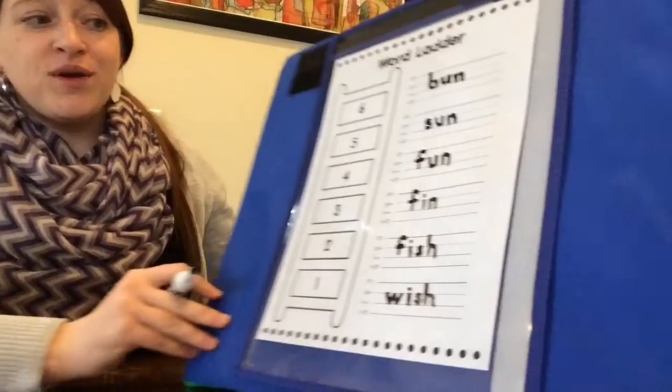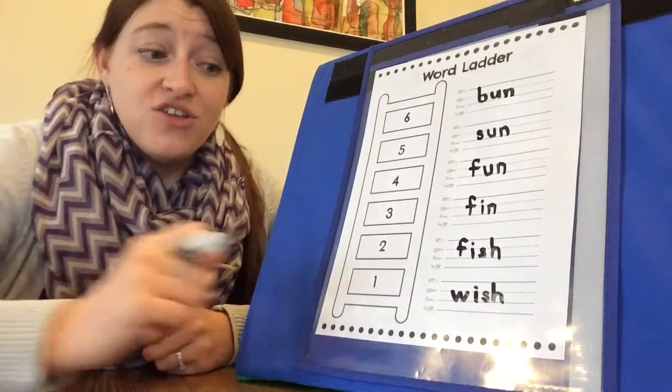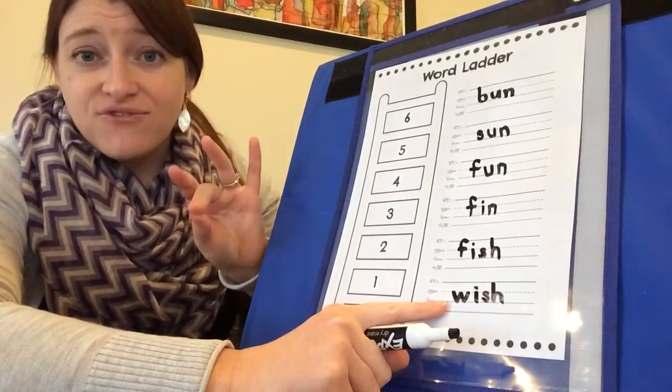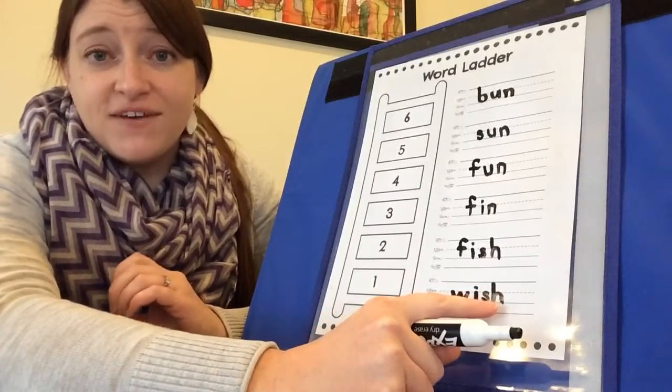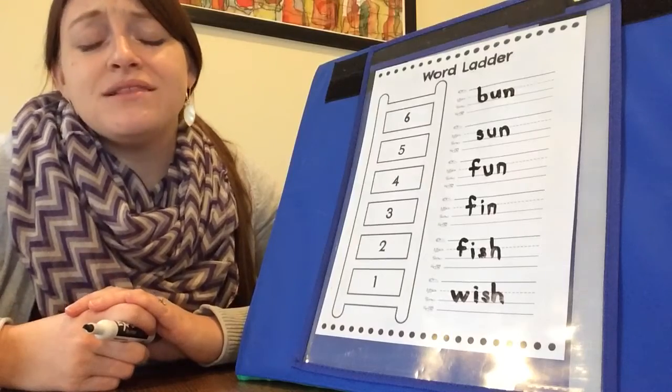Great job doing a word ladder for Word Ladder Wednesday. If you want to make up your own word ladder, you can go ahead and make sure you start by writing a word on the bottom that has a consonant, a vowel, and a consonant. Or you could come up with a word that has a digraph at the beginning or the end. If you come up with your own word ladder, Mrs. James and I would love to see it.